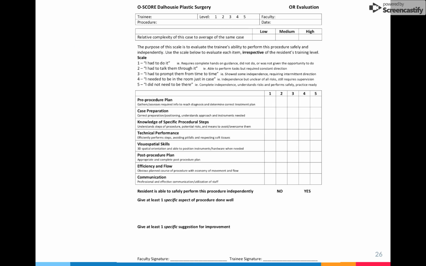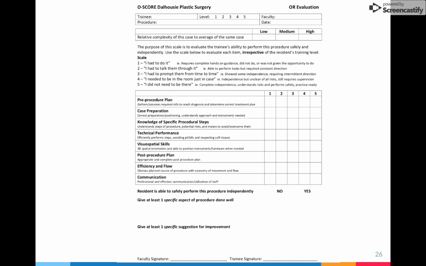So this is an example of one of our evaluations. You can see here the behavioral anchors are a bit different under the scale section, and they range from "I had to prompt occasionally" to "I only need to be in the room just in case." This has replaced the traditional scoring on a 5-point scale, which is slightly subjective based on what the learner's perception of a 3 or 4 is, as well as the preceptor's.